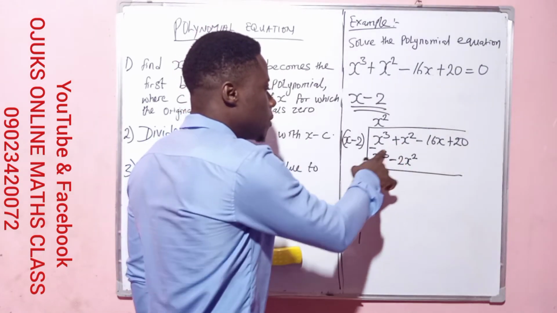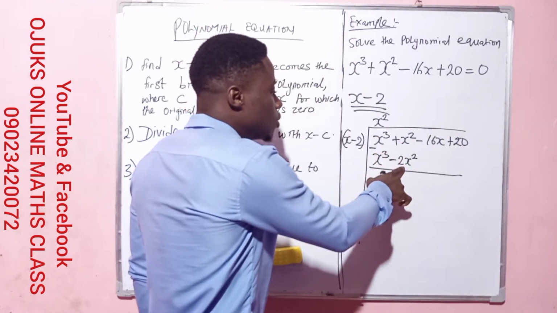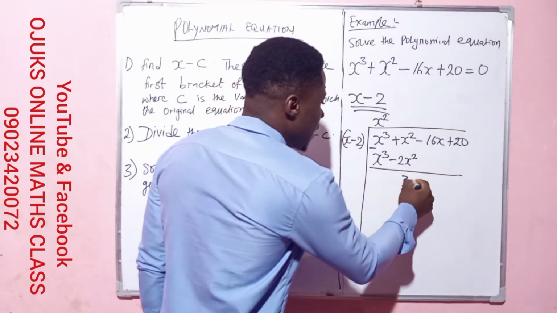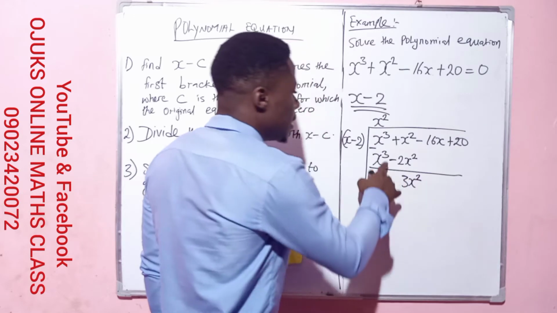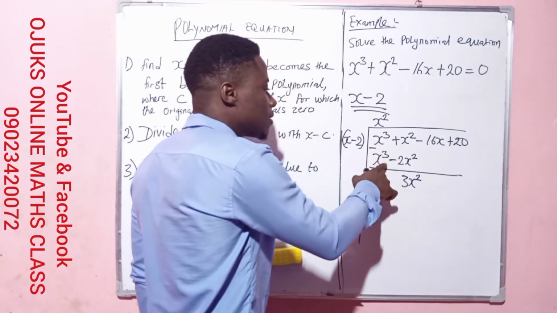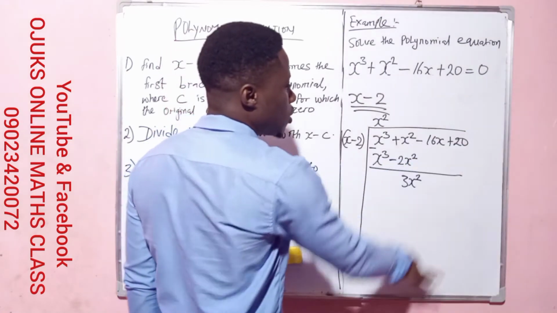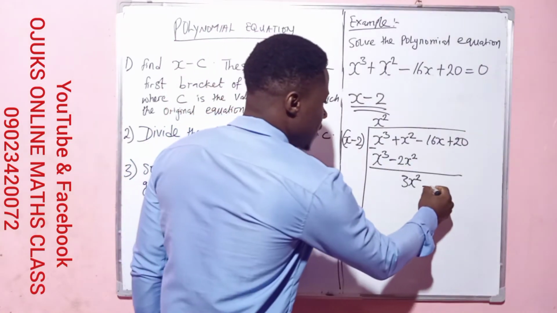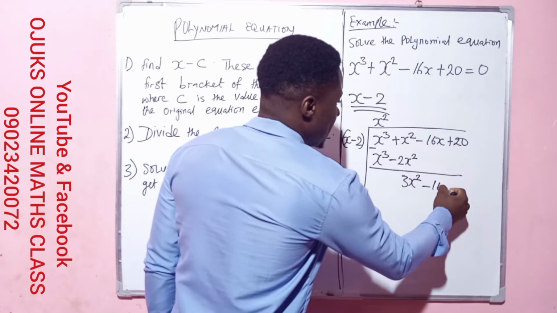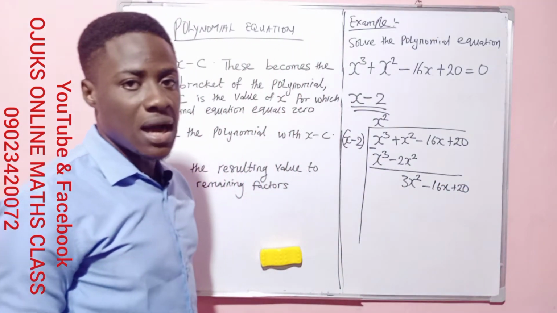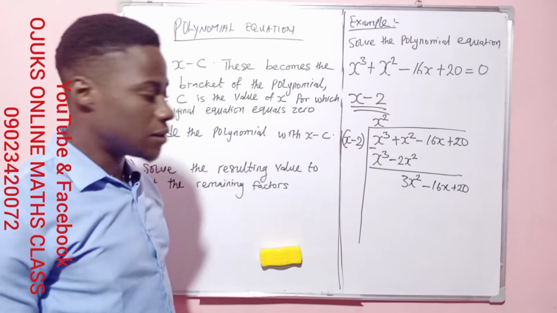x raised to power 2 minus 2x raised to power 2 will automatically give us 3x raised to power 2. Then x raised to power 3 minus x raised to power 3 will give us 0. Then we'll bring down all these values. We'll have minus 16x plus 20. We'll keep on dividing till we get our remainder as 0.